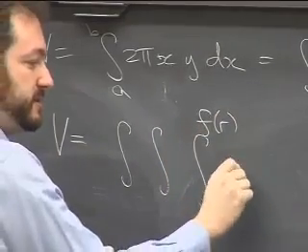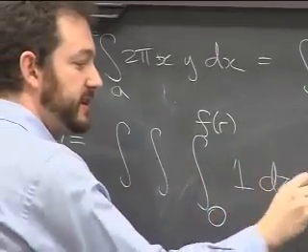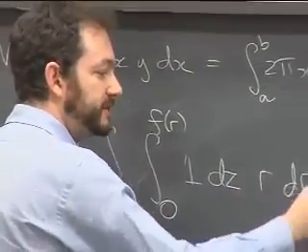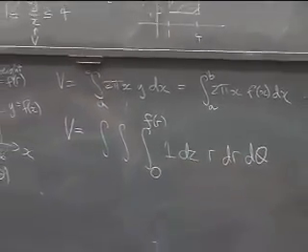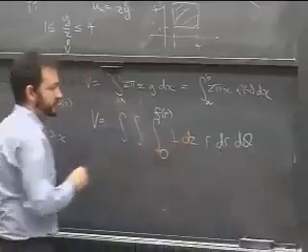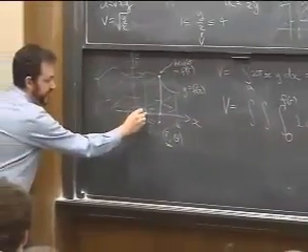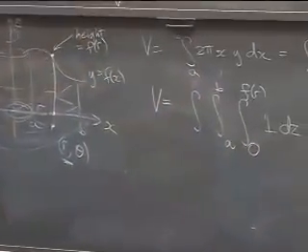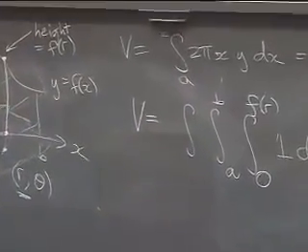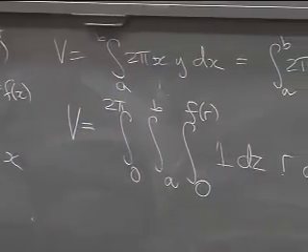And the integrand is 1 for a volume, dz r dr d theta. That's always the integrand. You need the r as the Jacobian, basically, for cylindrical coordinates. Now, what's the range of r? Well, the first radius is a, and the last radius is b. And how about theta? Well, it's the whole way around. So theta goes from 0 to 2 pi. So that's the volume as a triple integral.